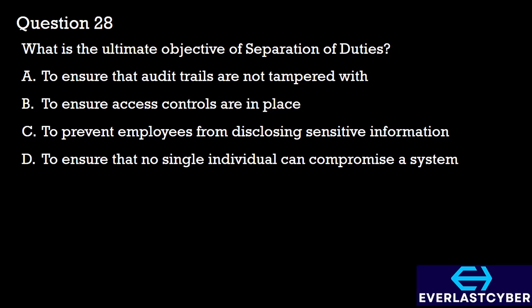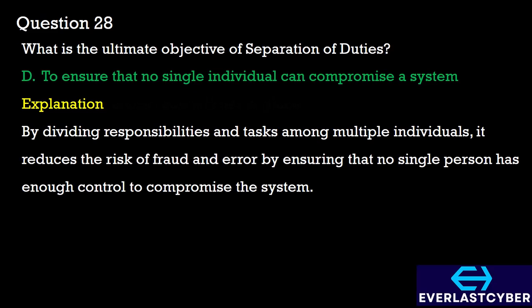Question 28. What is the ultimate objective of separation of duties? A. To ensure that audit trails are not tampered with. B. To ensure access controls are in place. C. To prevent employees from disclosing sensitive information. D. To ensure that no single individual can compromise the system. For this, we'll be going with option D. By dividing the responsibilities and tasks among multiple individuals, separation of duties reduces the risk of fraud and error because it will ensure that no single person has enough control to compromise the system.